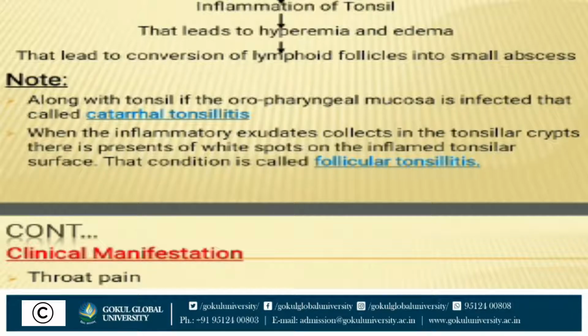Along with the tonsils, if the oropharyngeal mucosa is infected, it is called catarrhal tonsillitis. When the inflammatory exudates collect in the tonsil crypts, there is a presence of white spots on the inflamed tonsillar surface. That condition is called follicular tonsillitis. So here are two types of tonsillitis, catarrhal tonsillitis and follicular tonsillitis.